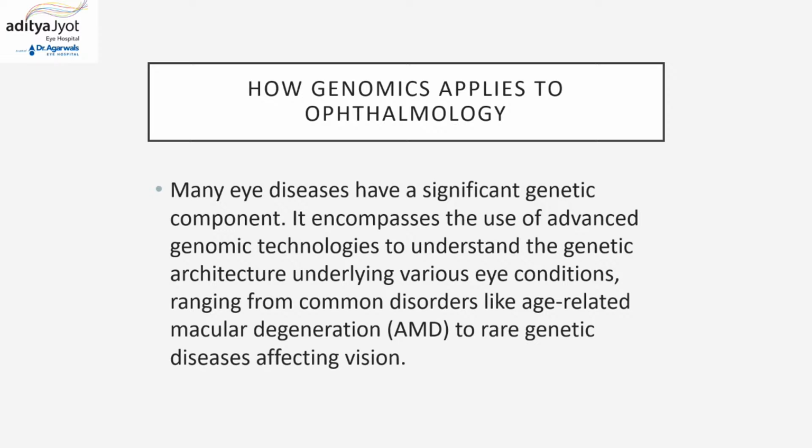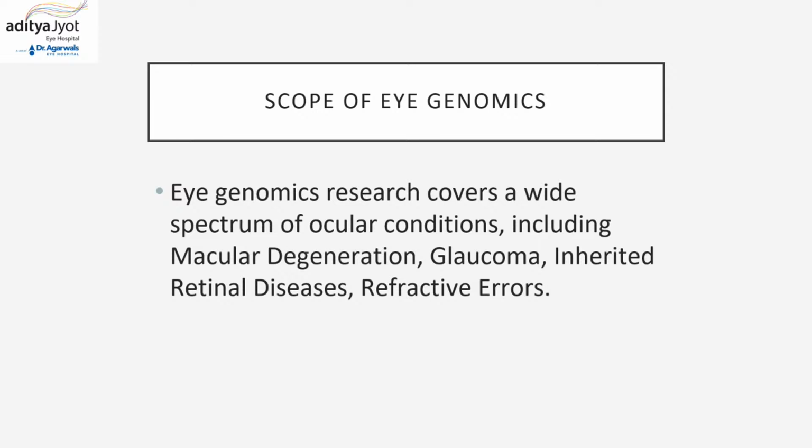They're rare for the world, but in India, because of the ancient way of consanguineous marriage, we have a lot of genetic eye disorders in India, maybe a few million. So the eye genomics research covers a wide spectrum of ocular conditions, including macular degeneration, glaucoma, inherited retinal diseases, and refractive errors. And in India, many institutions are working on inherited retinal diseases. And me being a vitreoretinal surgeon, my interest is in inherited retinal degeneration.